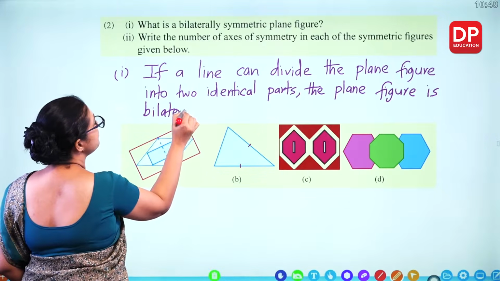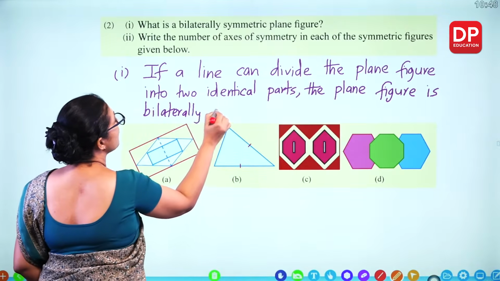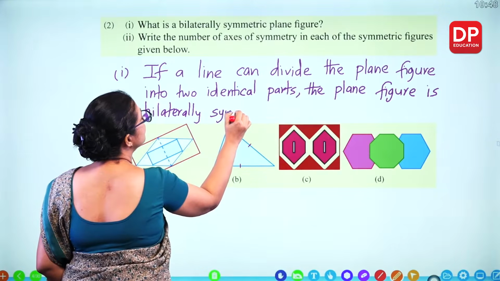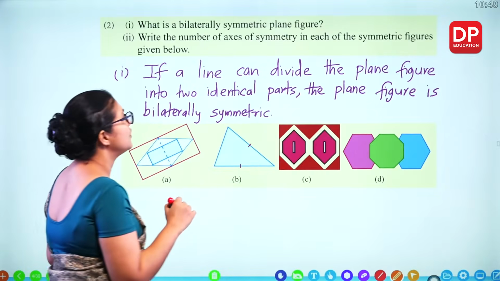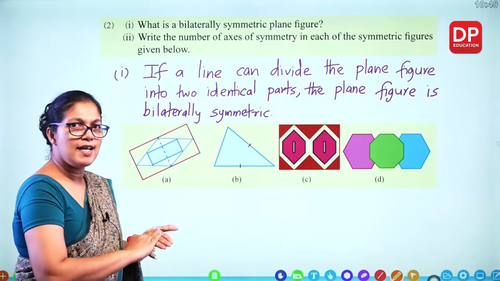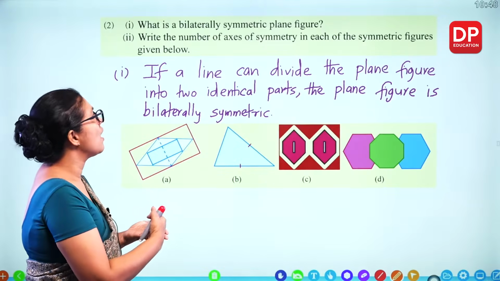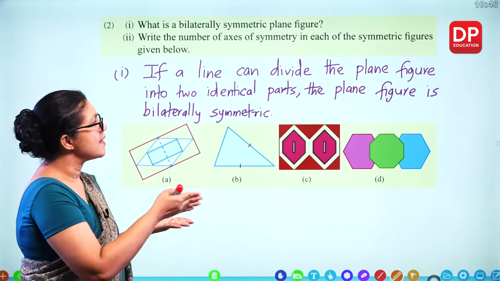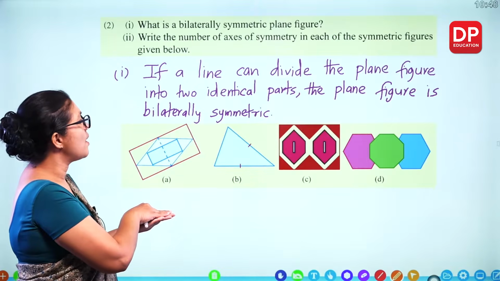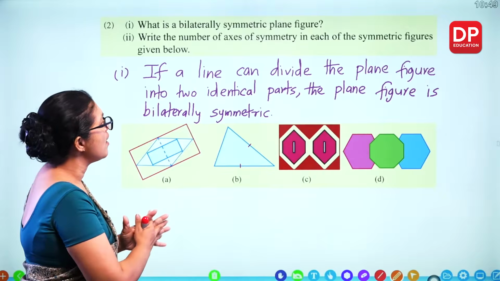Bilaterally symmetric. So that means the left hand side overlaps. When you fold it along the line, it exactly overlaps with the other one without any extra parts.